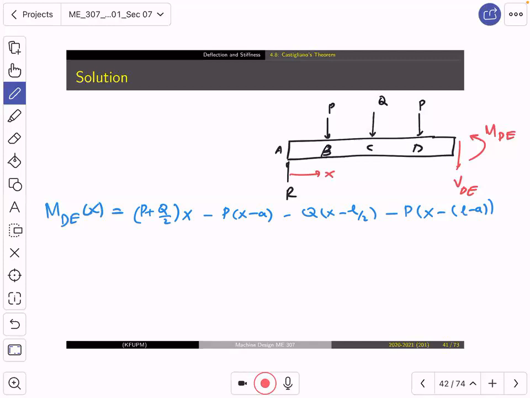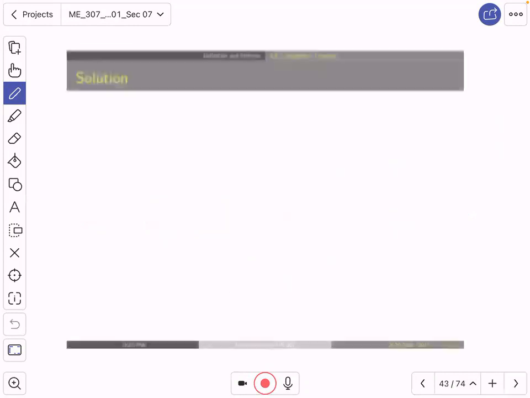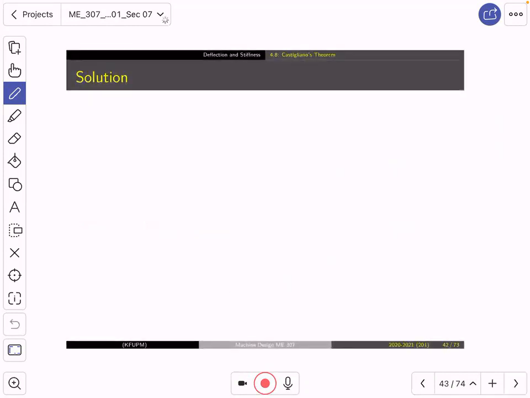So this is going to be equal to Q multiplied by L over 2 minus X over 2, plus P multiplied by L minus X. And this is in between X, which is less than or equal to L, and greater than or equal to L minus A. Okay? Now, what should we do?